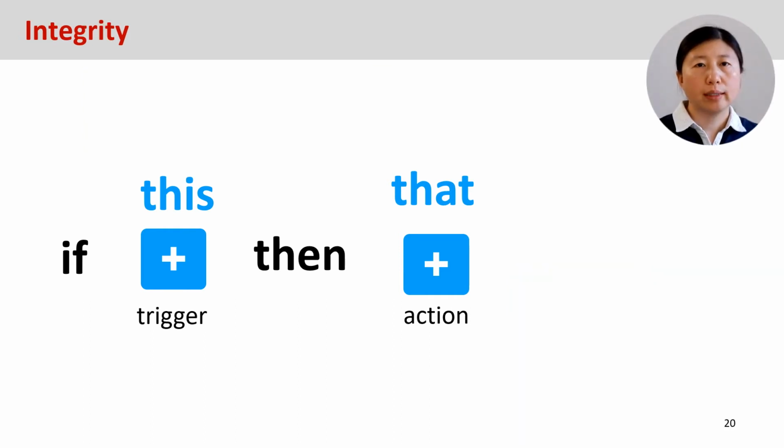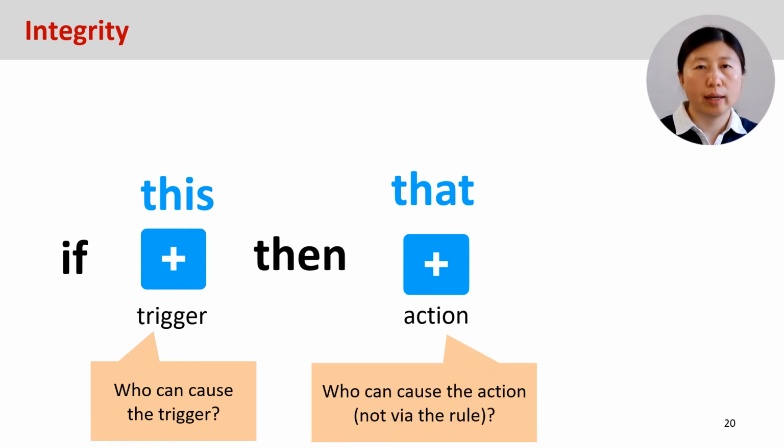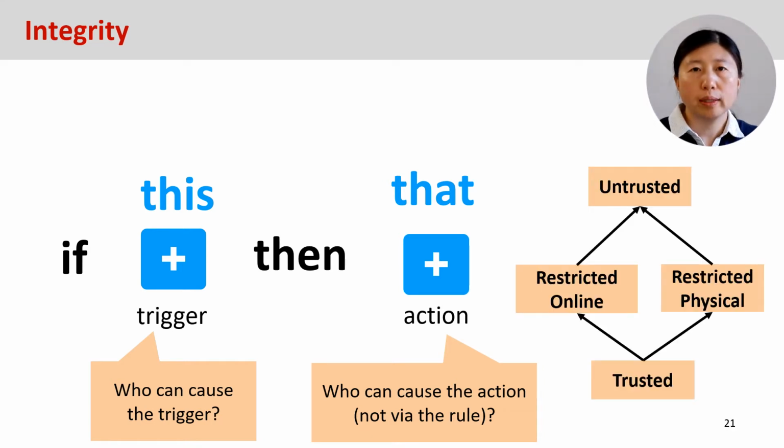Now, let's look at integrity labels. For integrity, similarly, we're going to look at what's the meaning of it first. For trigger, the integrity label denotes who can cause this trigger. For action, the label denotes who can cause this action. For integrity, we come up with very similar labels. So the middle 2 labels are the same as the secrecy label, and I will not explain further.